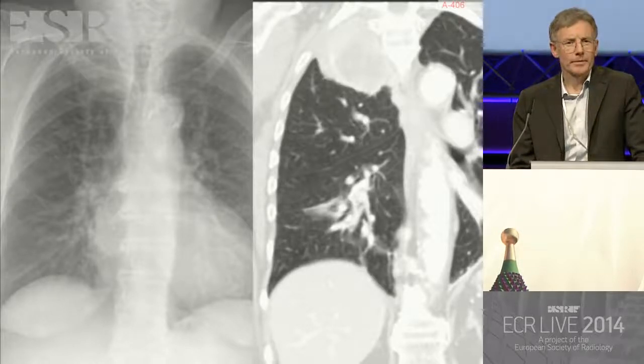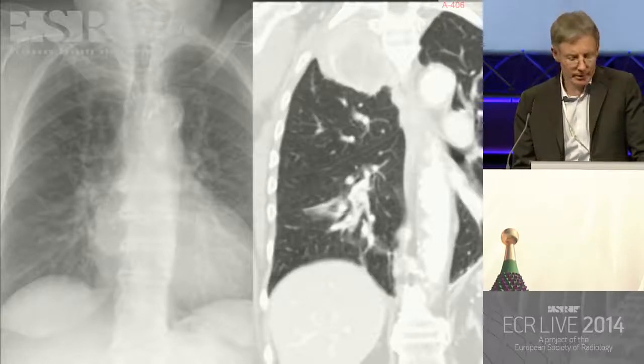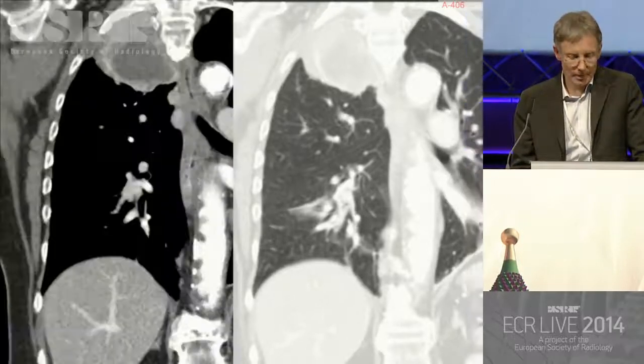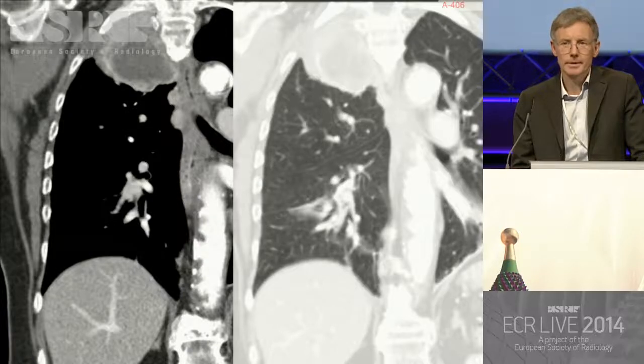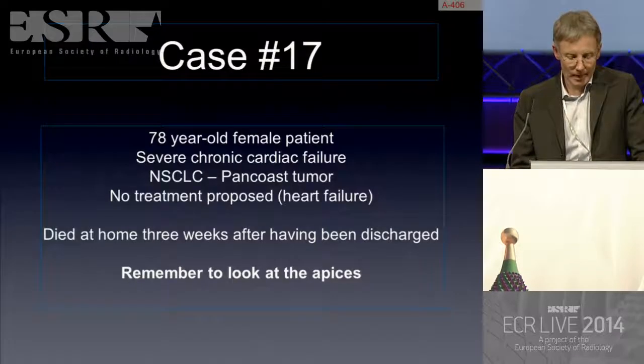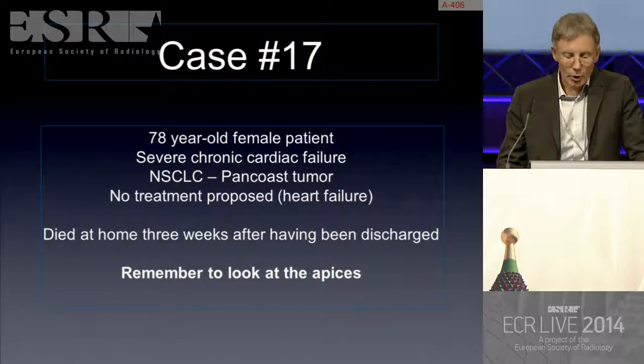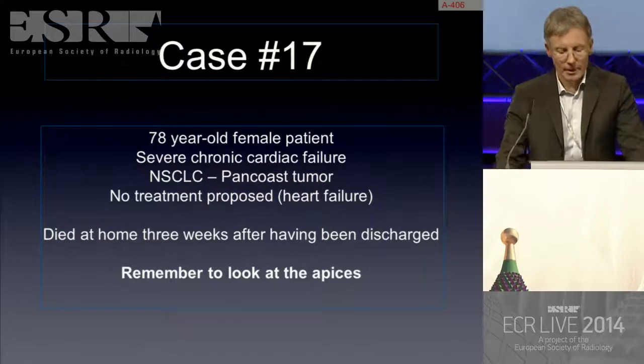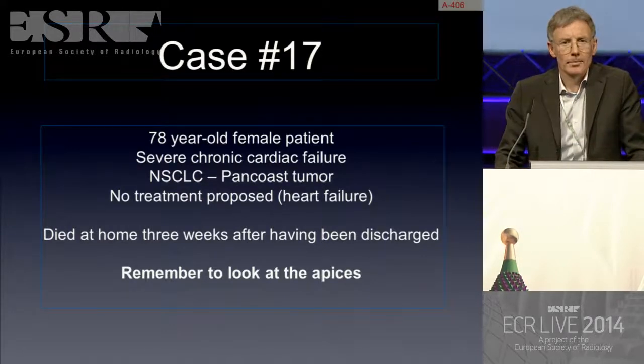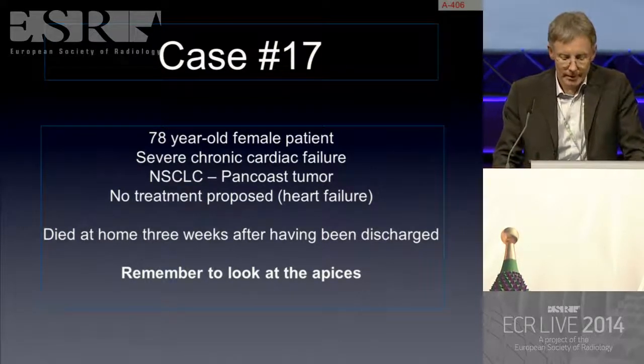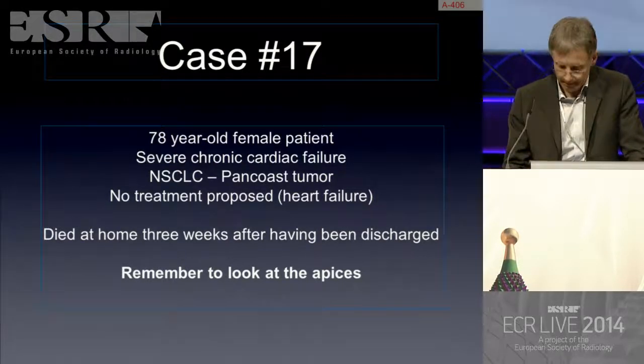So we've talked about the hilum. The other difficult area to be careful with are the apices. Compare the radiotransparency of the two apices. Here there is this large necrotic tumor, and this was a pancreas tumor, non-small cell lung cancer. No treatment was proposed because of her age and heart failure, and the patient died at home comfortably 3 weeks after having been discharged. So remember to look at the apices.